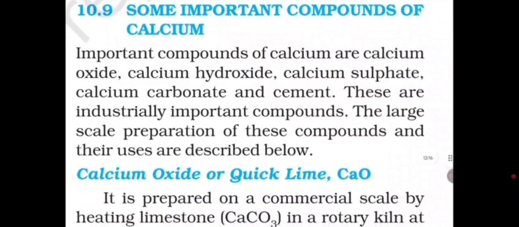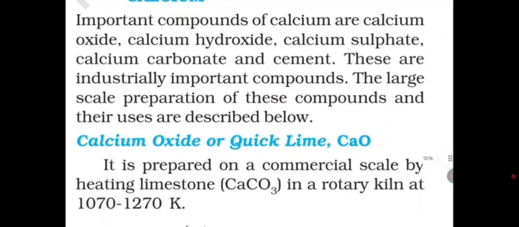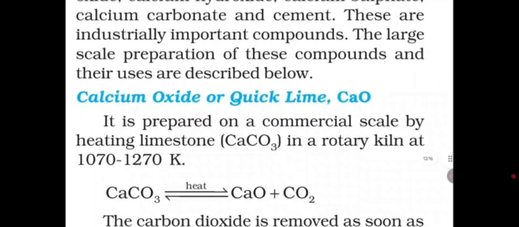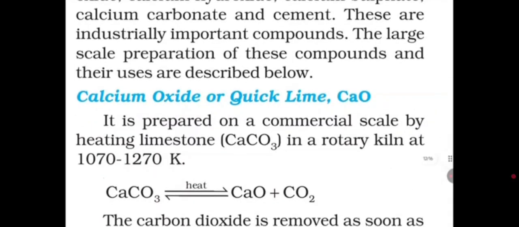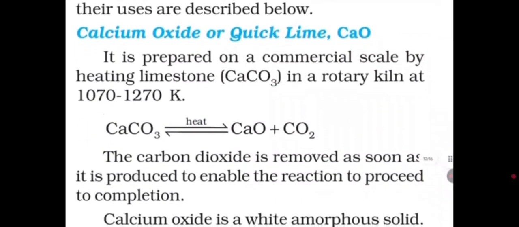Next topic is some important compounds of calcium. Important compounds of calcium are calcium oxide, calcium hydroxide, calcium sulfate, calcium carbonate, and cement. These are industrially important compounds. The large-scale preparation of these compounds and their uses are described below.